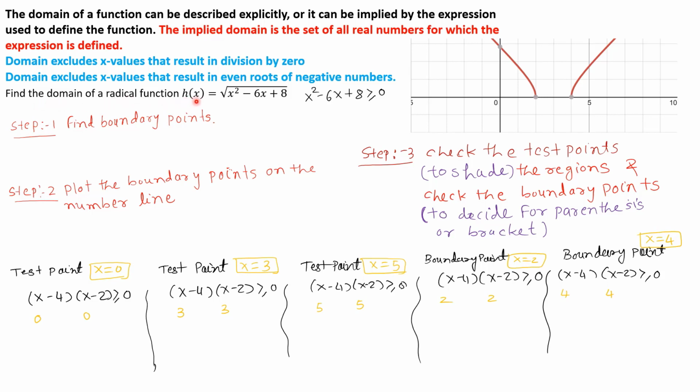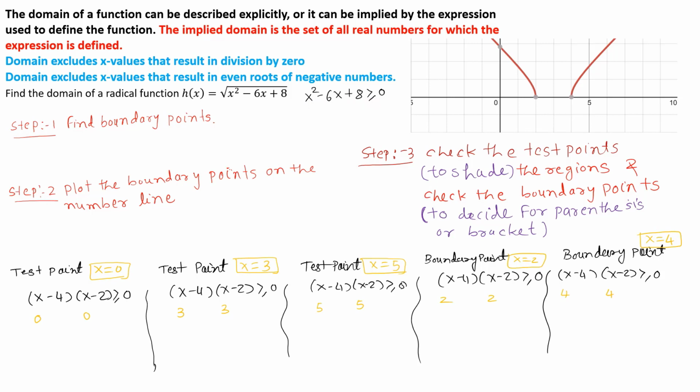Find the domain of a radical function h of x equals square root of x squared minus 6x plus 8. We have an even root, and inside of a radical we have a polynomial as a radicand. So we're going to set the radicand greater or equal 0. To solve for x, first we're going to factor this polynomial.